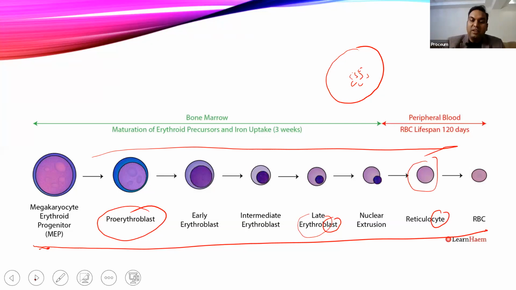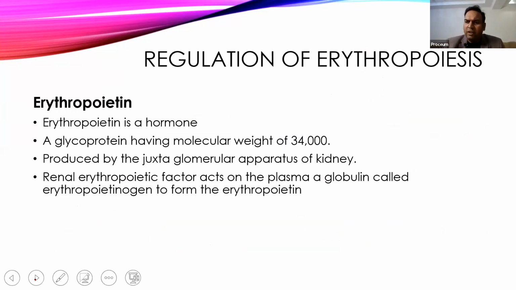Then we come to the factors which regulate erythropoiesis. There is only one factor which regulates erythropoiesis, that is erythropoietin. It is a hormone released by the kidney, from the juxtaglomerular apparatus, and it is a glycoprotein with a molecular weight of somewhere around 34,000. The major stimulus for this erythropoietin is hypoxia.